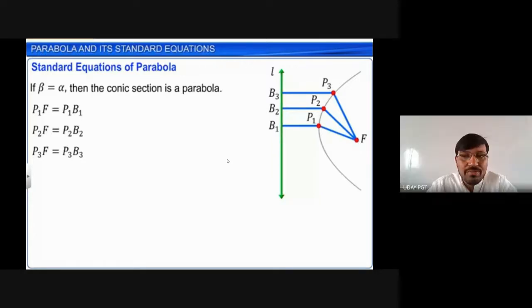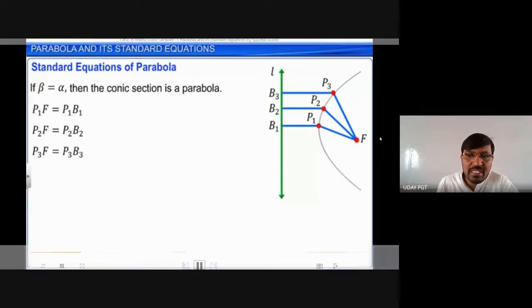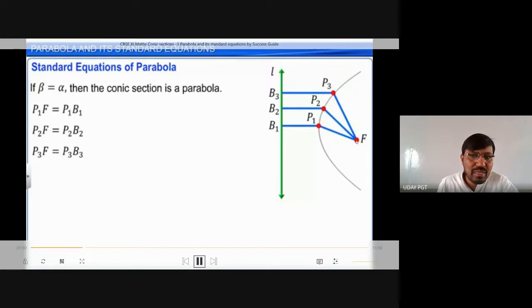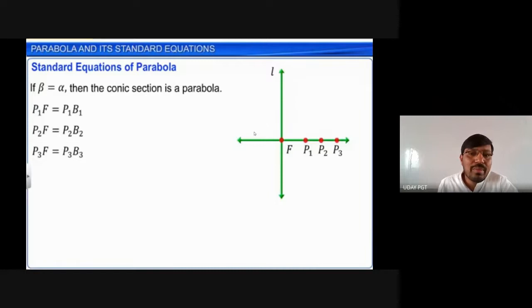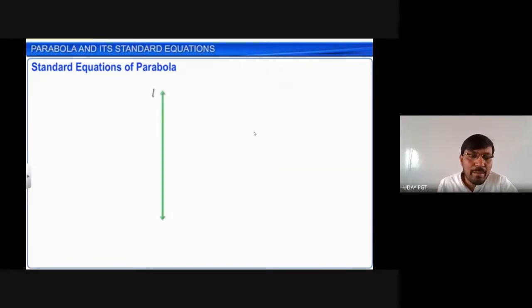Set of the points P1, P2, P3, all those points together. Whatever the distance P1 to F is, P1 to B1 distance is the same. Again, P2 to F is a different distance. Whatever P1 to F distance you are having, you may not have the same distance for P2 to F. But P2 to B2 is the same distance we are going to have. So all such points together will form a parabola.